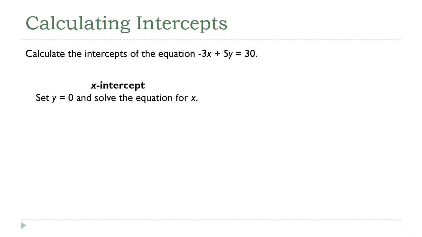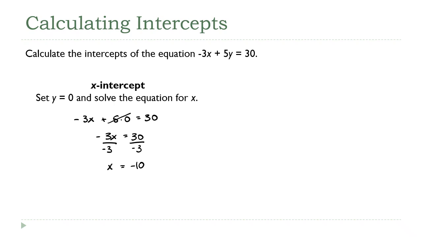I'm going to start by letting y equal 0, and I'm going to substitute that into the equation here, and it becomes negative 3x plus 5 times 0 equals 30. And all I have to do now is solve this for x. The 5 times 0 part, that's just 0. So this becomes negative 3x equals 30. And if we divide both sides by negative 3, we get x equals negative 10.